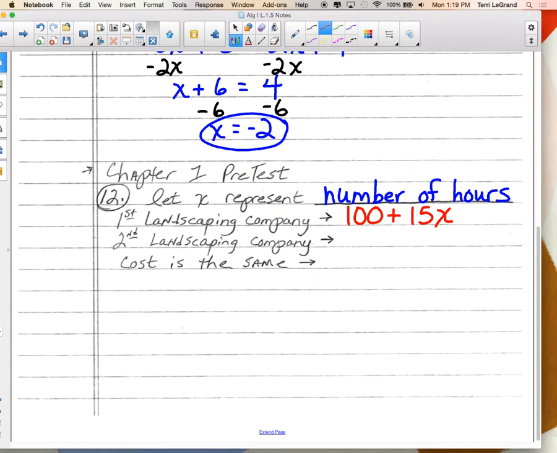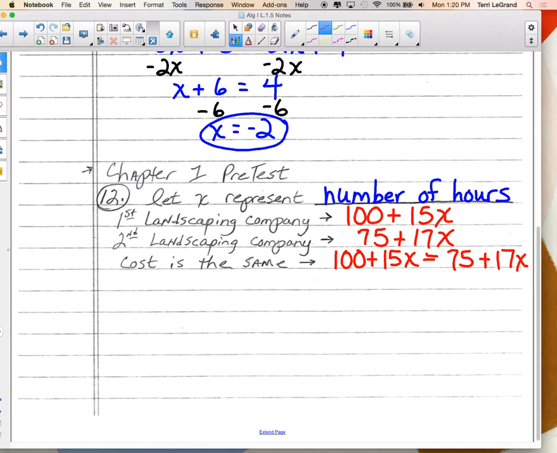How about the second landscaping company? Write an algebraic expression for their cost. Who's got it for me? 75 plus 17x. That represents the total cost for the second landscaping company. What are we going to do for an equation now? 100 plus 15x equals 75 plus 17x. Set them equal to each other.